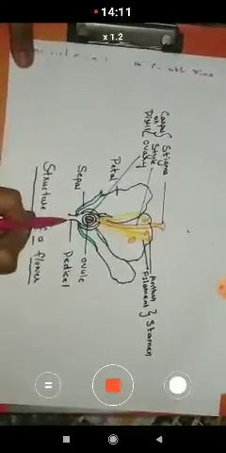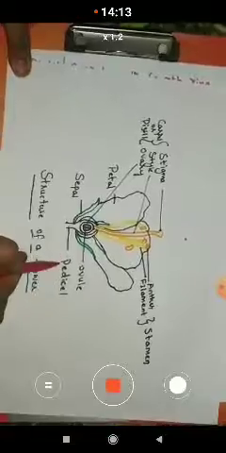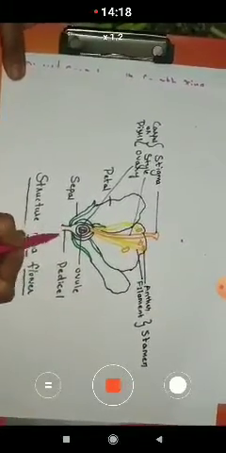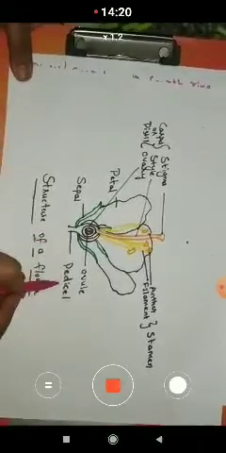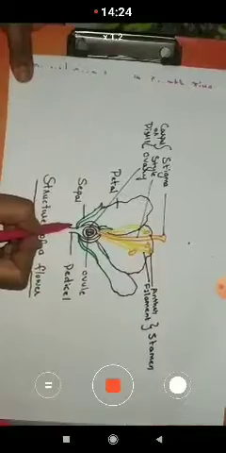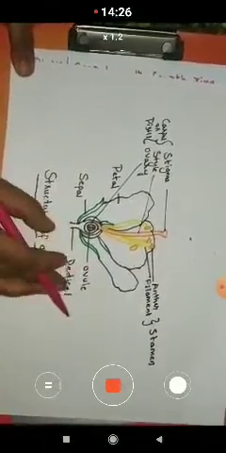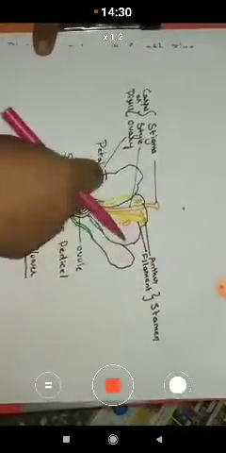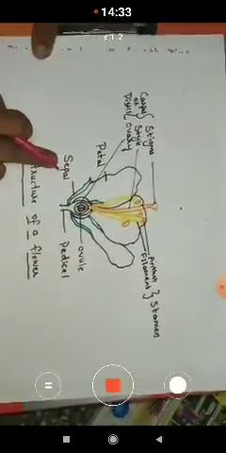The first part you can observe is the pedicel. The pedicel is the long thin structure which is attached to the stem. When we see the parts of the flower, there are 4 rings in the flower, and these are arranged in the form of a ring. So we call them whorls.